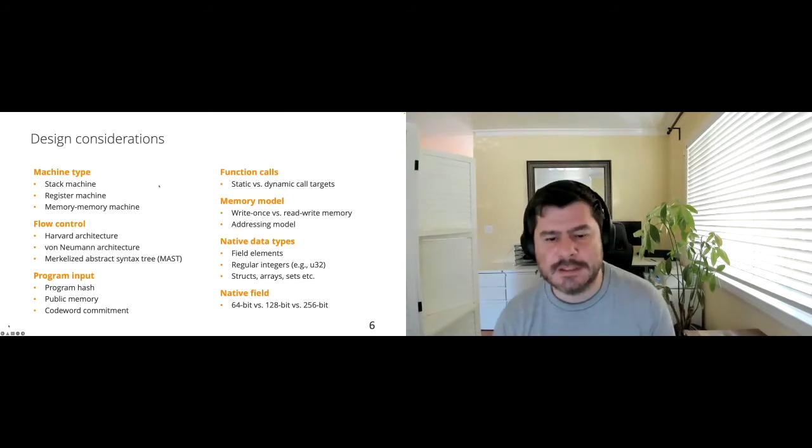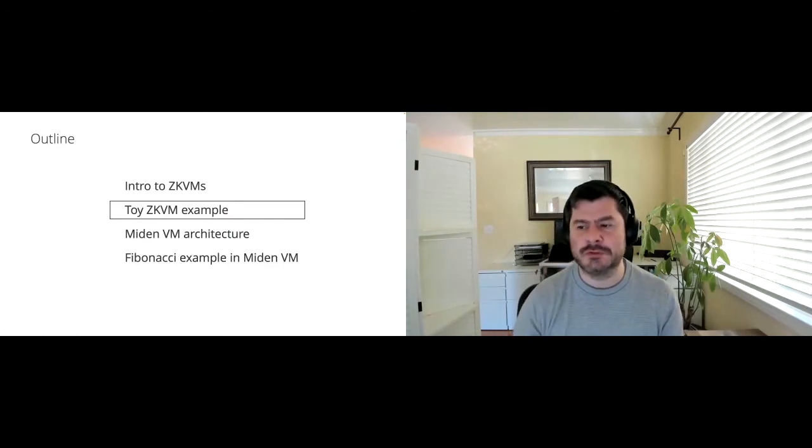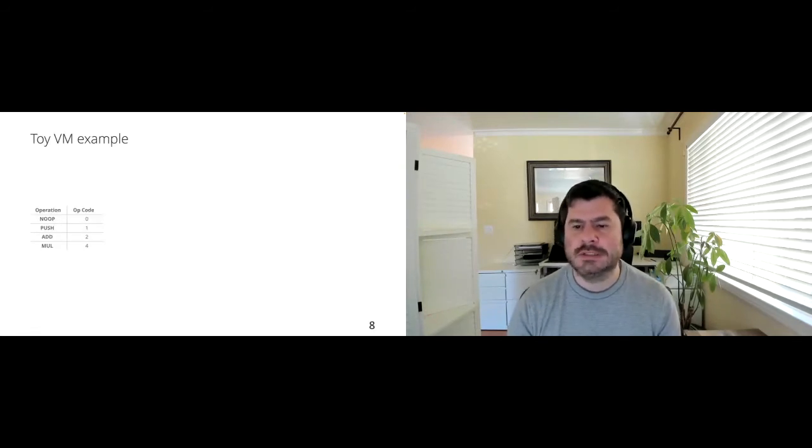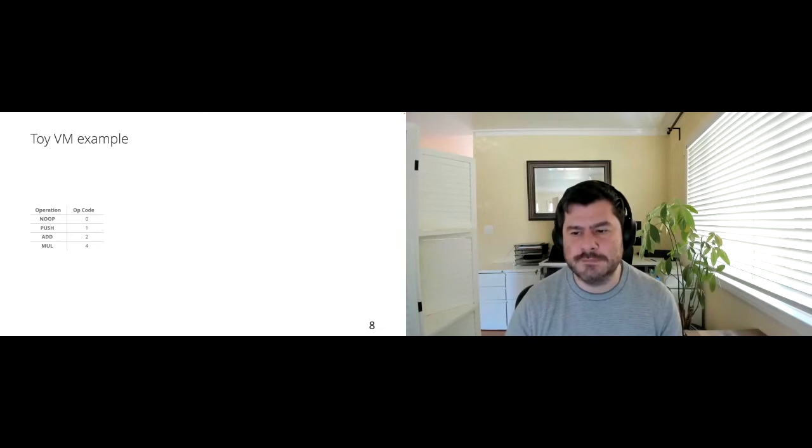Let's do a very quick, very simple zero-knowledge virtual machine example and how that translates into constraints. So let's say we have a toy VM that has only 4 operations. It has a no-op operation, which doesn't do anything. And it's a stack-based VM for simplicity here. You can push something onto the stack, you can add values at the top of the stack, or you can multiply them. And we assign these opcodes, which are conveniently just powers of 2.